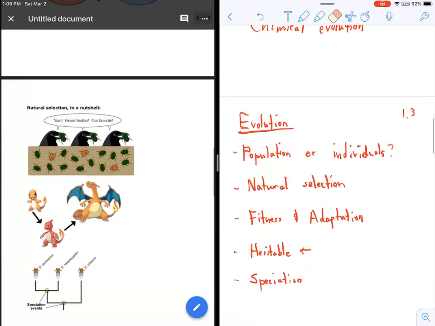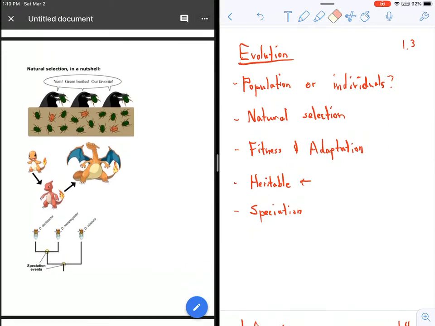So moving on, 1.3 is evolution. Evolution applies to populations and not individuals, and it is through a process called natural selection. Evolution applies to populations, but natural selection applies to individuals. So how does natural selection work?